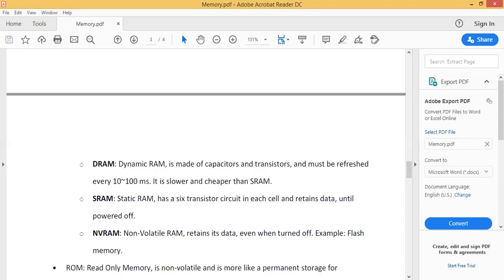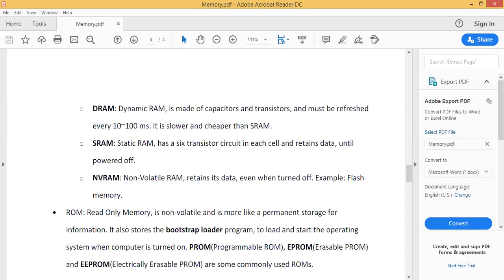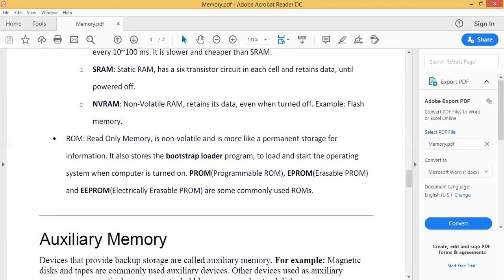Next, ROM, read-only memory, which is non-volatile and is more like a permanent storage for information. It also stores the bootstrap loader program to load and start the operating system when the computer is turned on. There are different types of ROMs available: PROM, programmable read-only memory, EPROM, erasable programmable read-only memory, and EEPROM, electrically erasable programmable read-only memory.